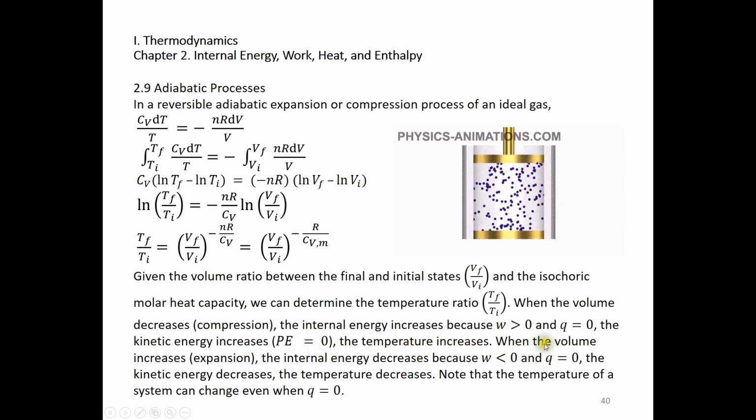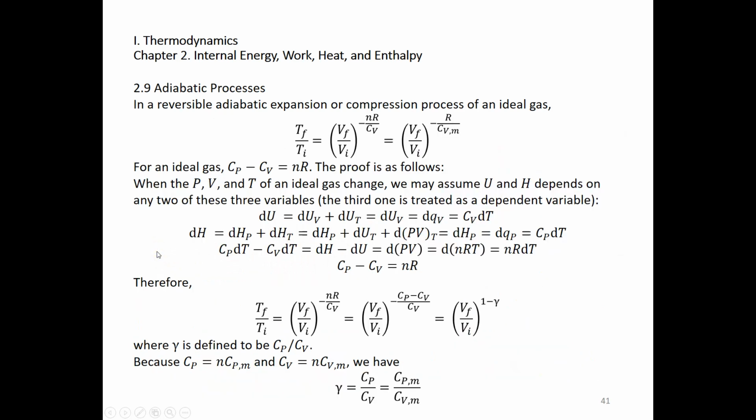On the other hand, if the volume increases, it's an expansion, the system does work on its surroundings, work is negative, and Q is 0 for this adiabatic process. So overall, the internal energy decreases, the kinetic energy decreases, the temperature decreases. That explains this negative sign over here. If V final is greater than V initial, then this is less than 1, and TF is less than TI. If VF is smaller than VI, it's a compression, and by looking at this equation, this value is going to be greater than 1. Temperature is going to increase.